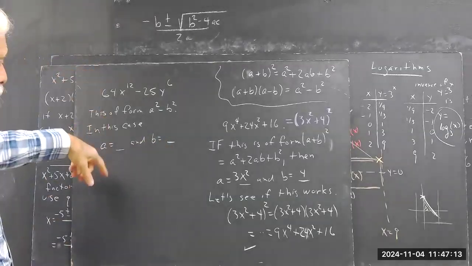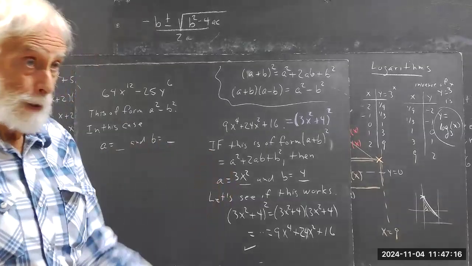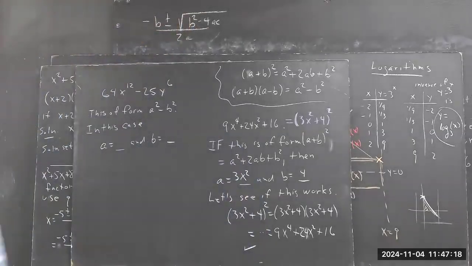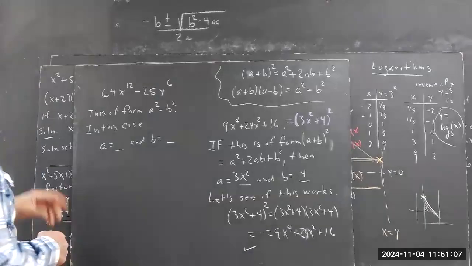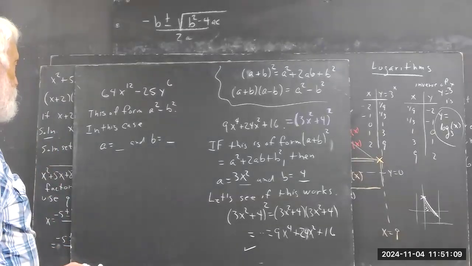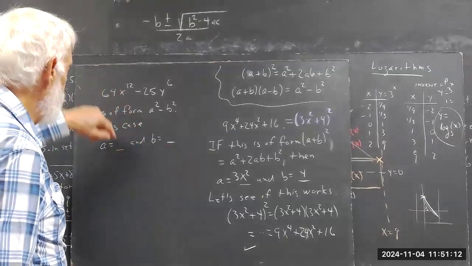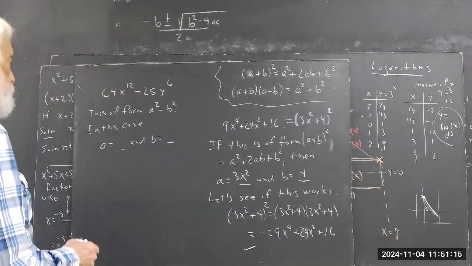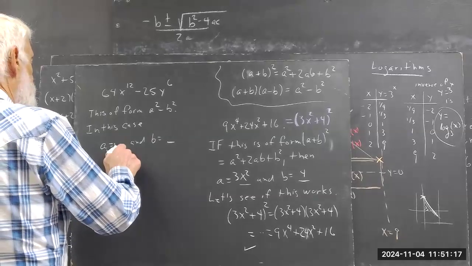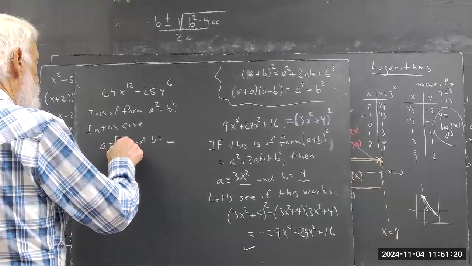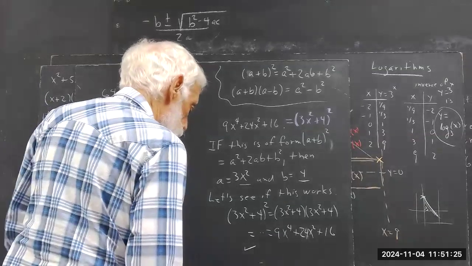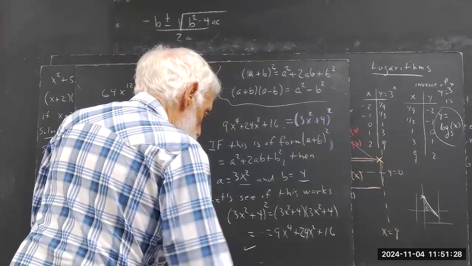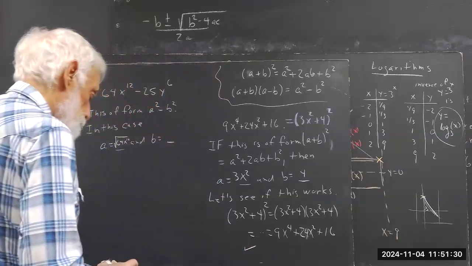So I would ask you to write out all my words here and then fill in the blanks. Okay, well, in this case, if this is a squared minus b squared, then a squared is 64x squared. So a would be the square root of 64x, not squared, it's x to the 12th. Now let me rewrite this a little bigger to read it.